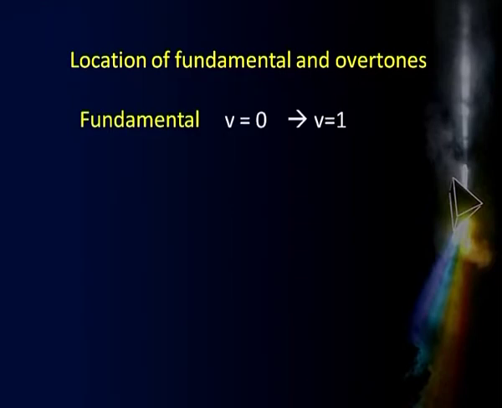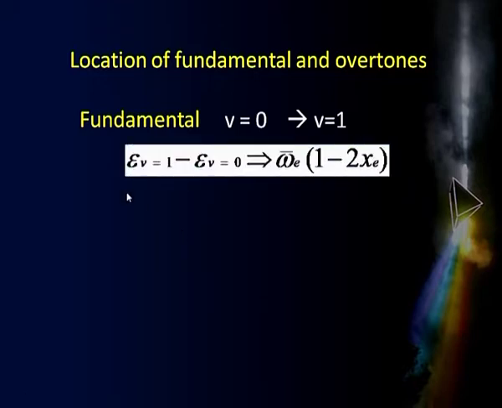If I look at V is equal to 0 to V is equal to 1 level, I can find the delta E by taking the energy of V is equal to 1 level and subtracting from it the energy of V is equal to 0 level. When I do that, the expression comes out to be omega E into 1 minus 2 x E. So this is the location of my fundamental. We will talk more about it as we proceed.